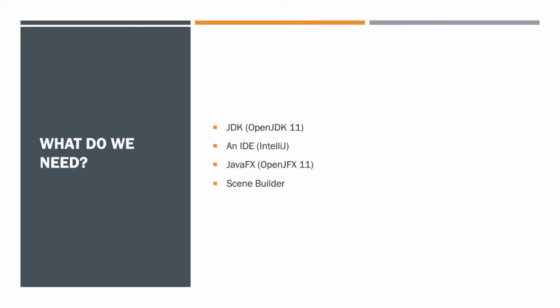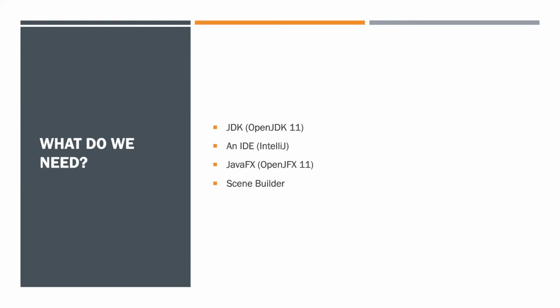We firstly need to have installed a version of JDK, Java Development Kit, in order to compile and run our application. In our case, we are going to use OpenJDK version 11. Next, we also need an IDE, an integrated development environment, in order to type the code, compile, fix bugs, and so on. We are going to use IntelliJ IDE for this purpose.